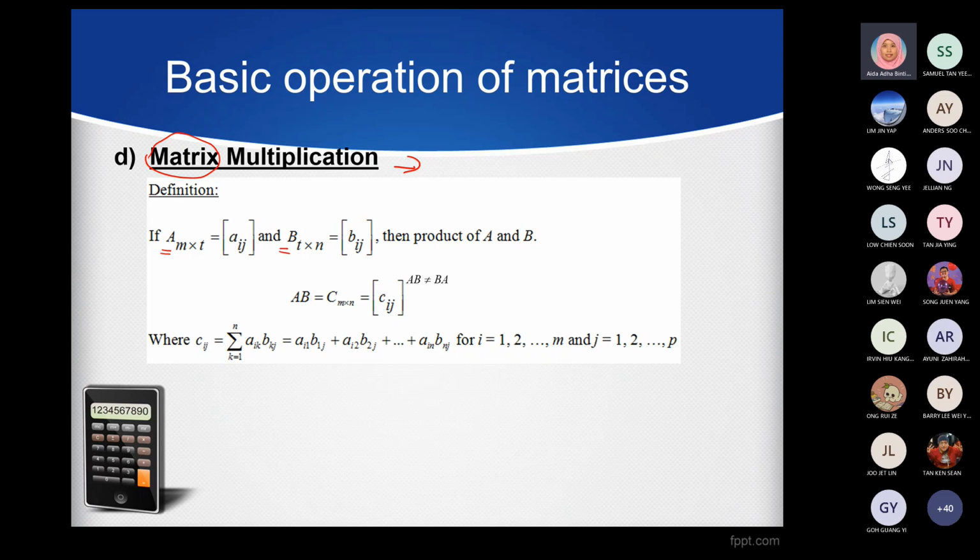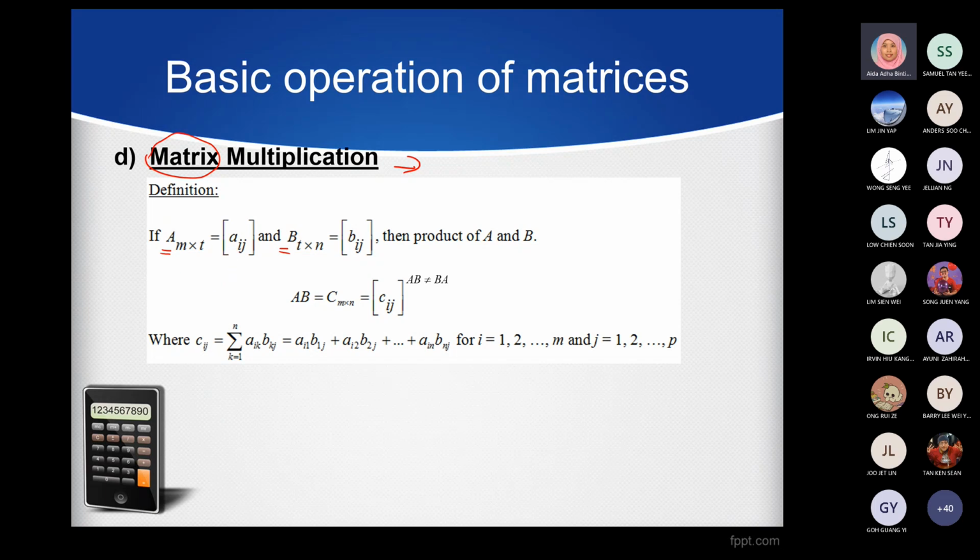Many students were shocked when this question came out, and they failed to do the matrix multiplication. So I will say this question is also very important.